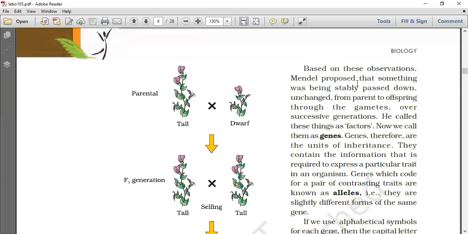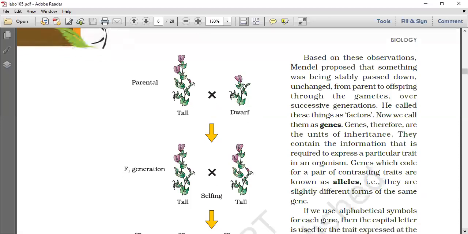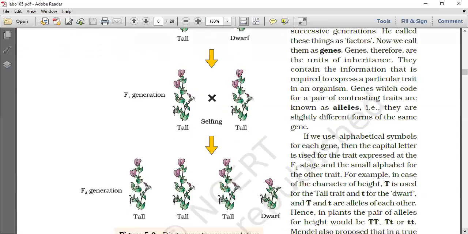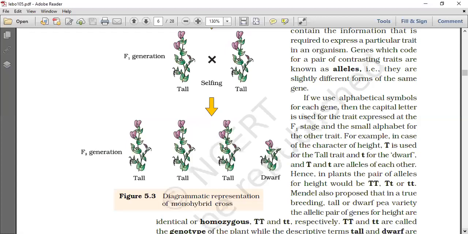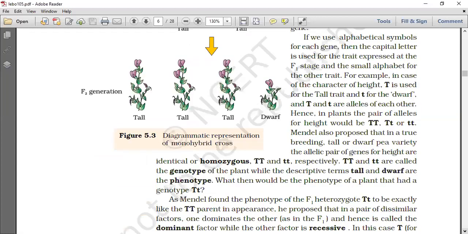If we use alphabetical symbols for each gene, then the capital letter is used for the trait expressed at the F1 stage. That's why we use the capital T, and then a small letter for the other type. For example, in the case of the character of height, capital T is used for the tall trait and small t is used for the dwarf. Similarly, we use capital Y for yellow and small y for green, capital R for round and small r for wrinkled.